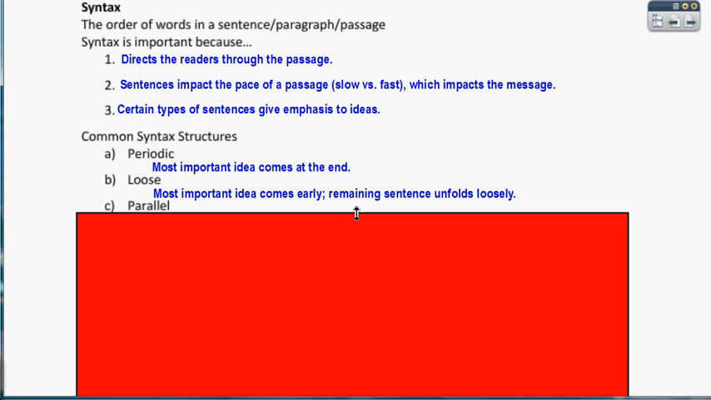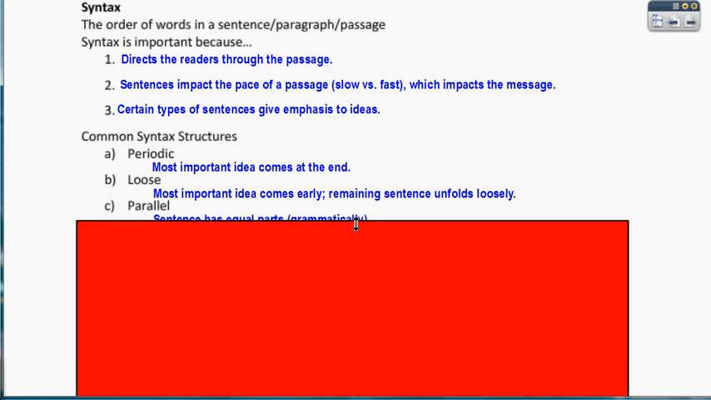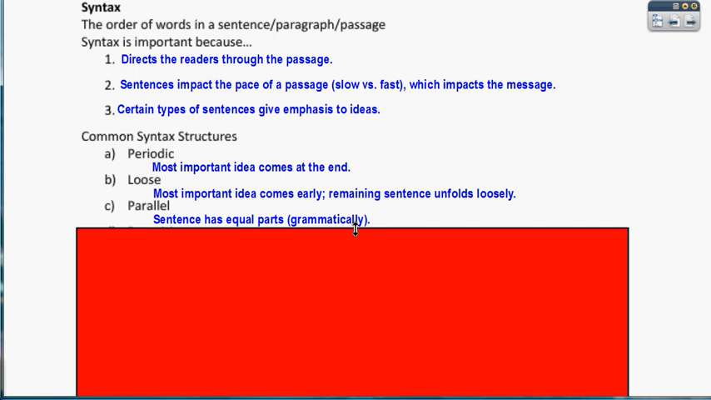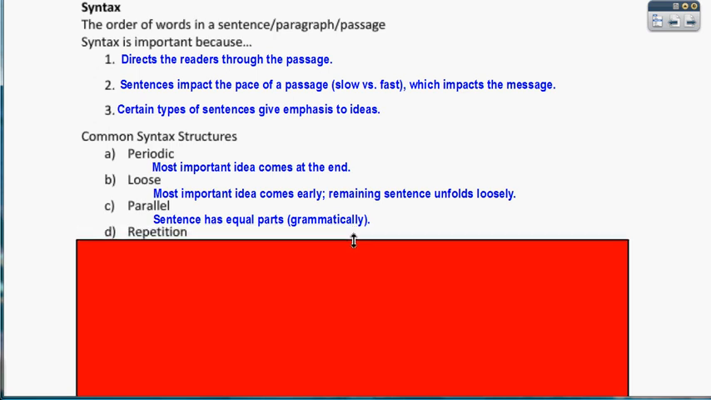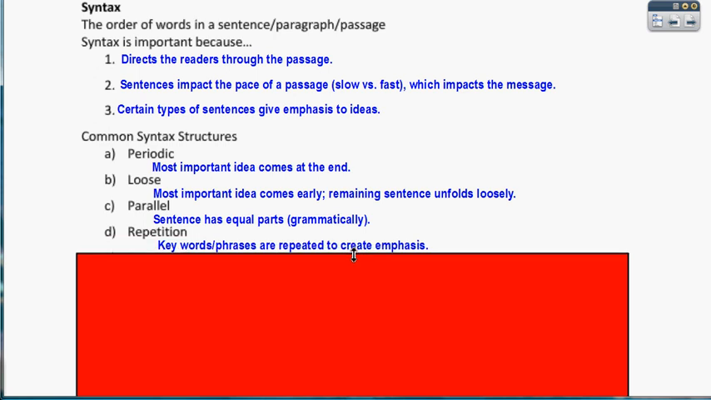Many of you have already heard of parallel structure. Basically, parallel structure means that we have sentences that have equal parts grammatically, and so they balance each other out. They're also called balanced sentences. We also use repetition in syntax structures. As we said before, we repeat key phrases and words to create emphasis. We hear this in Martin Luther King Jr.'s speech, "I have a dream."